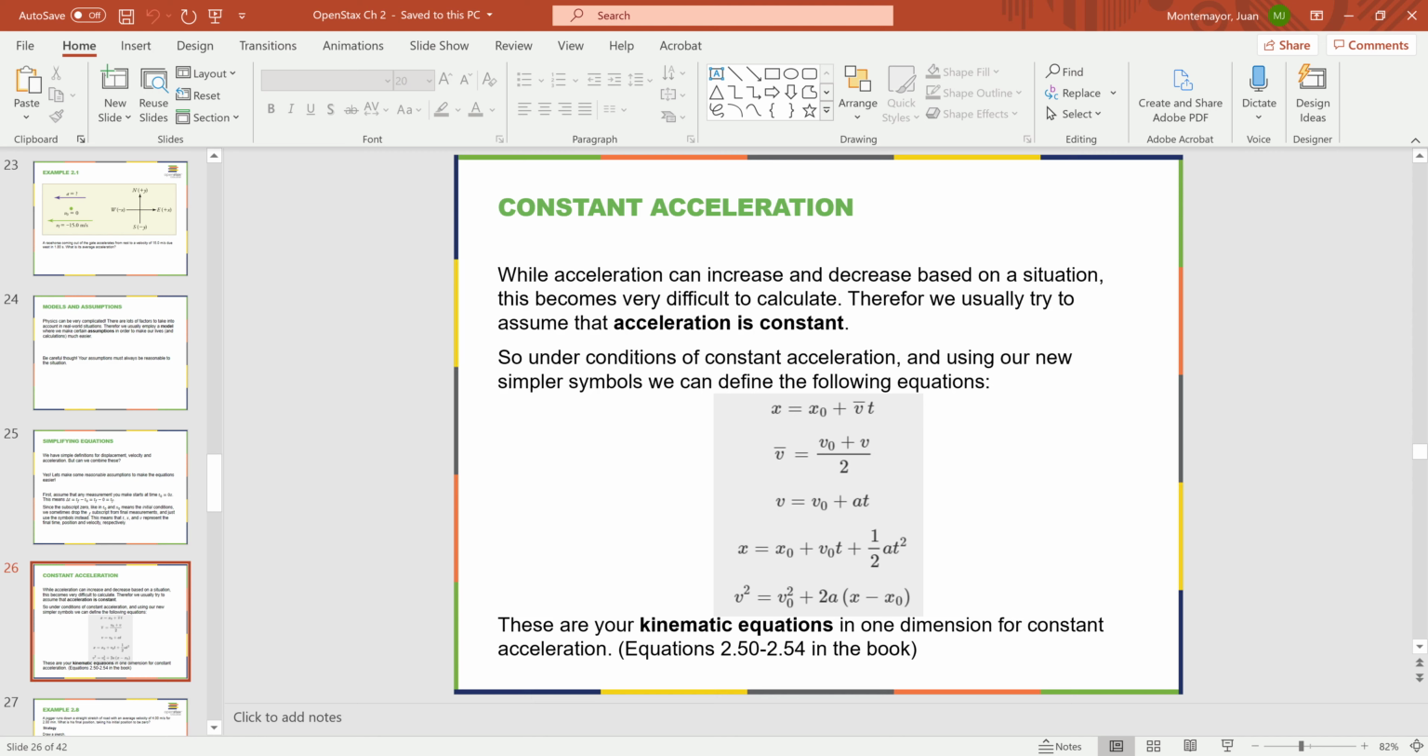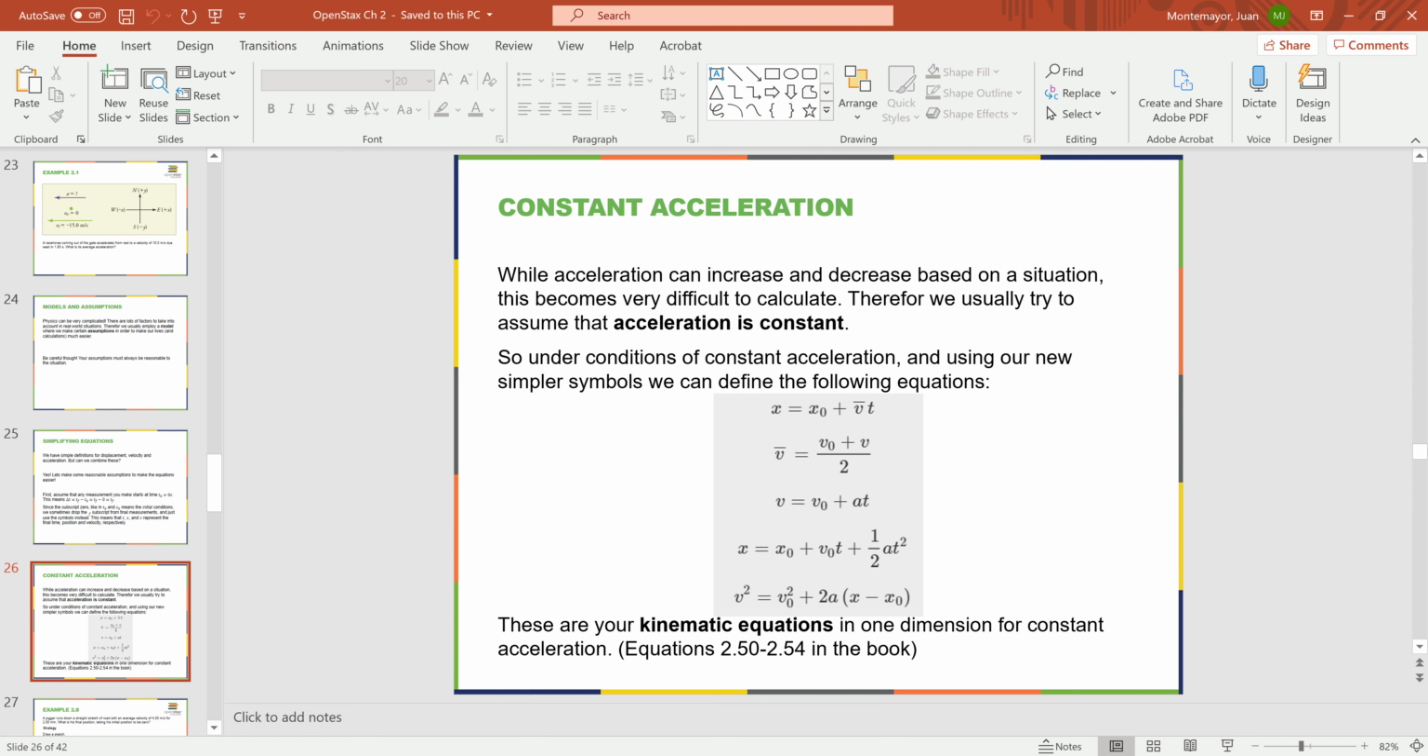So for the first one, that should really be x final. Your x equals x initial plus your average velocity times time. The second one is your average velocity equals v initial plus, that should really be v final, over 2. Your v final for the third one equals v initial plus your acceleration times time.